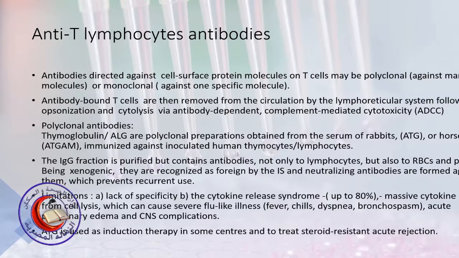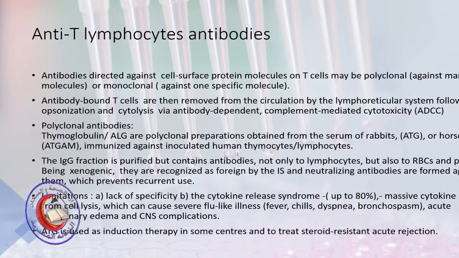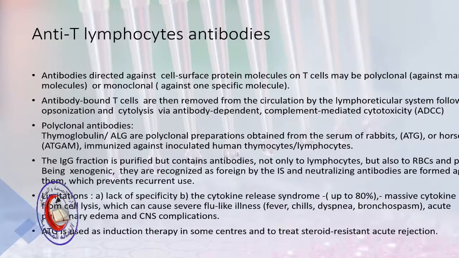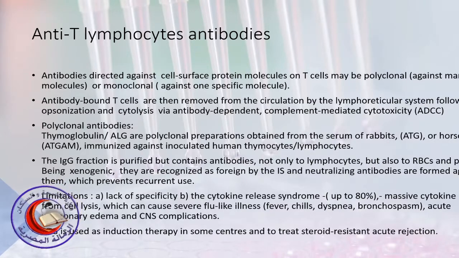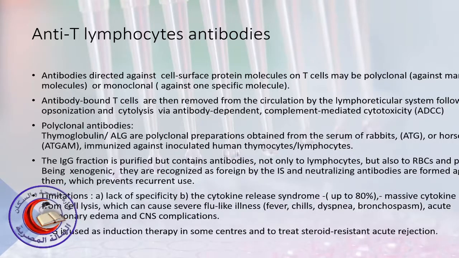Then, after a suitable interval period, the rabbit or the horse is going to produce antibodies. It's like the antitetanic serum from horses. The plasma from these animals is then withdrawn, and the immunoglobulin-containing fraction is purified. However, it does not only contain antibodies to lymphocytes, but also to red blood cells and platelets, being of xenogenic origin. Xenogenic means from a different species altogether. They are recognized as foreign by the immune system, and neutralizing antibodies are formed against them, which prevents recurrent use.